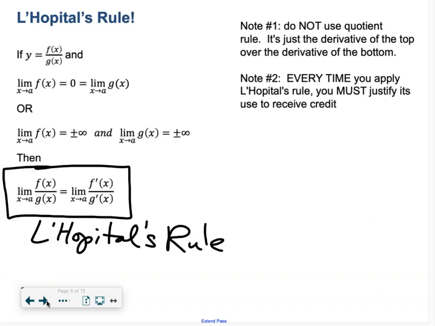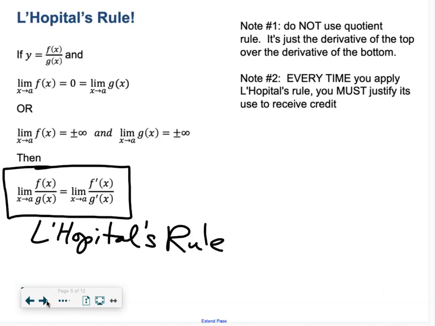A couple quick notes about it. Number one, notice you are not doing quotient rule. It's not f prime g minus f g prime over g squared. It's literally just the derivative of the top and the derivative of the bottom.